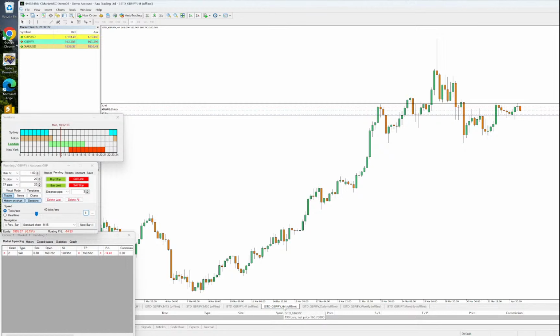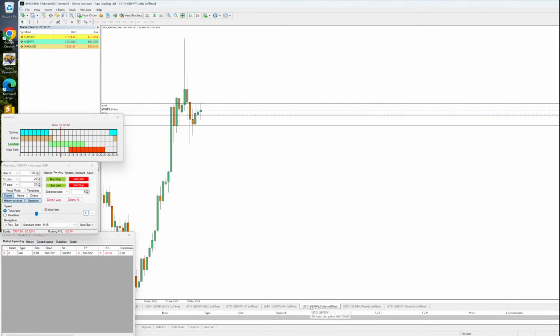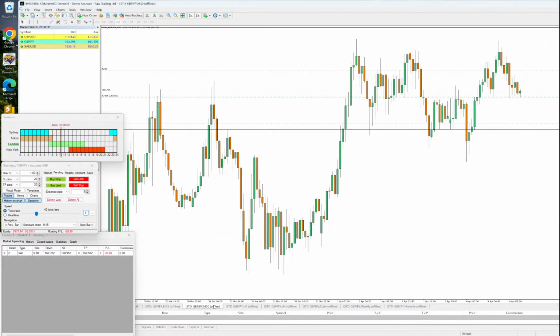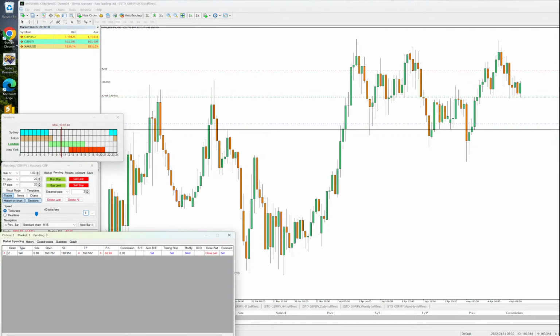4 hour is breaking the lows, daily is bullish. This is very tricky, but anyway, we're gonna try this. Not a very high probability trade, but let's see. Oh, we got activated. Oh no. Okay, let's see if this trade plays out or not.